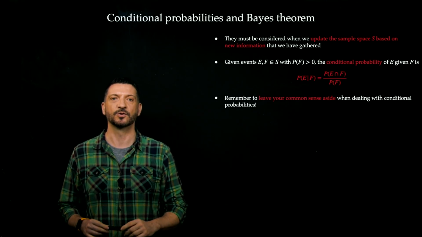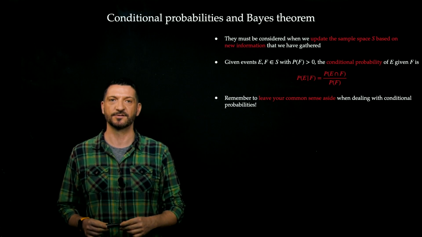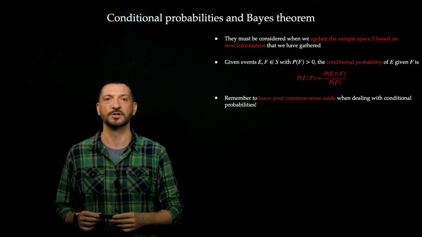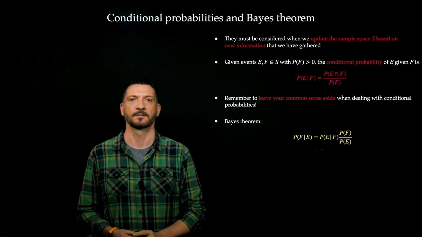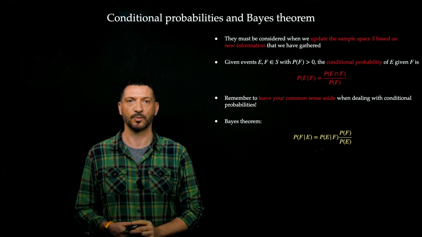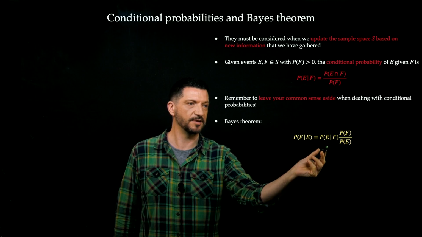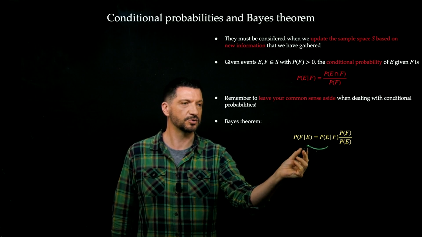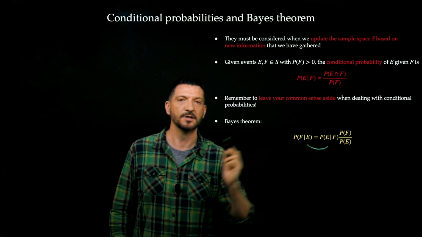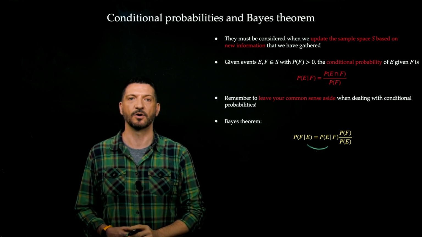We have also seen that conditional probabilities can be highly non-intuitive, and so I strongly suggest you leave your common sense aside and just use mathematics when you deal with conditional probabilities. Bayes' theorem is easily the most important one related to conditional probability. It says that we can pass from the conditional probability of E given F to the conditional probability of F given E, introducing this factor here given by the fraction between the probability of F and the probability of E.